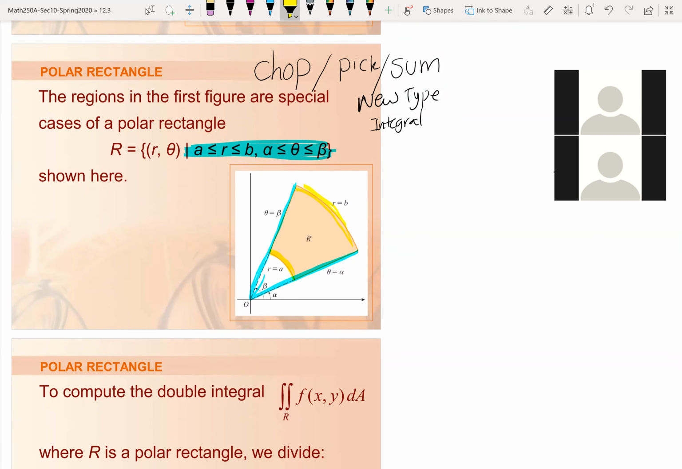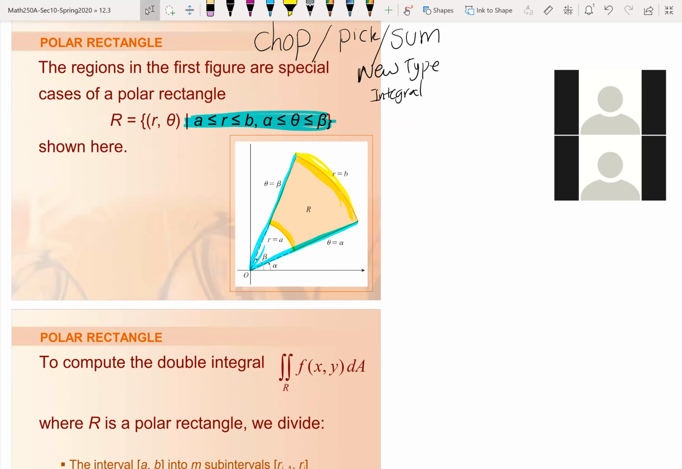So radius is constant means you are between 2 circles. As I said, this is what we call a rectangular region in polar, because all boundaries are constants. Constant for radius means circle. Constant for the angle means that slant line.